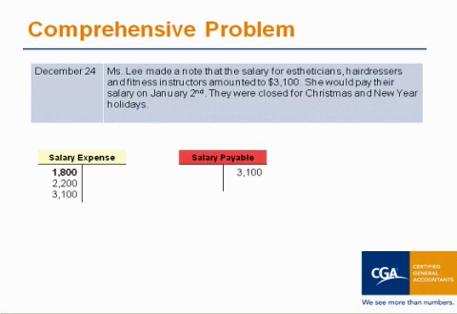So $3,100 will be debited to salary expense, and since it's not going to be paid until later, on January 2nd, the credit this time, instead of cash, is going to be a credit to salary payable to recognize that there's a liability that needs to be satisfied in the future.